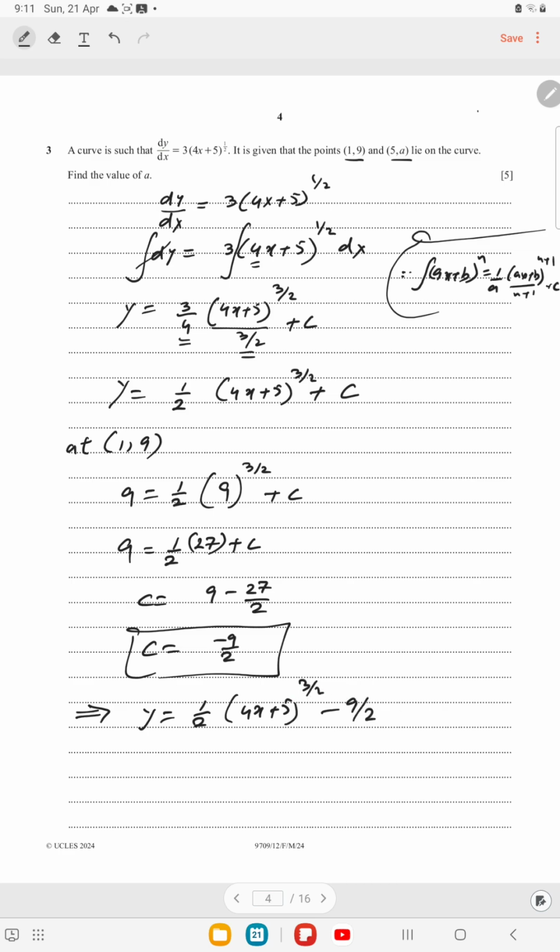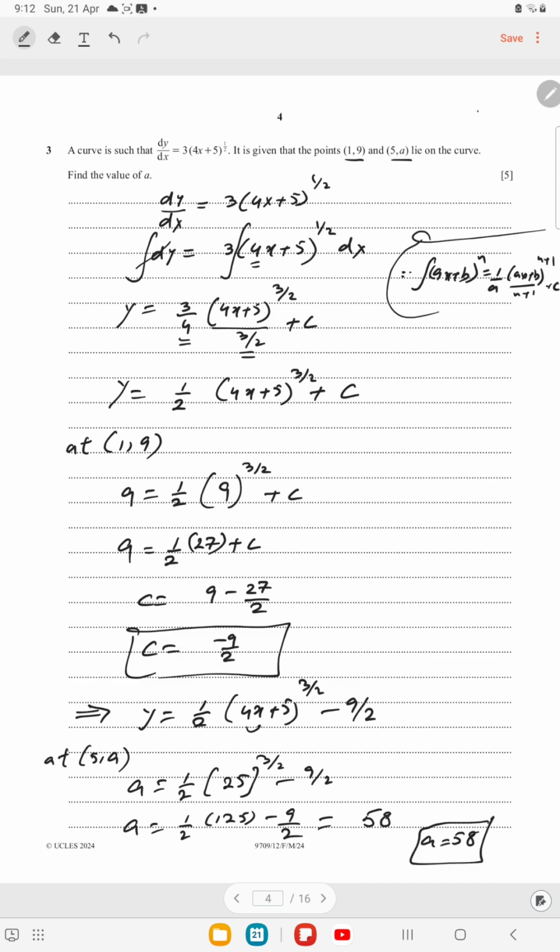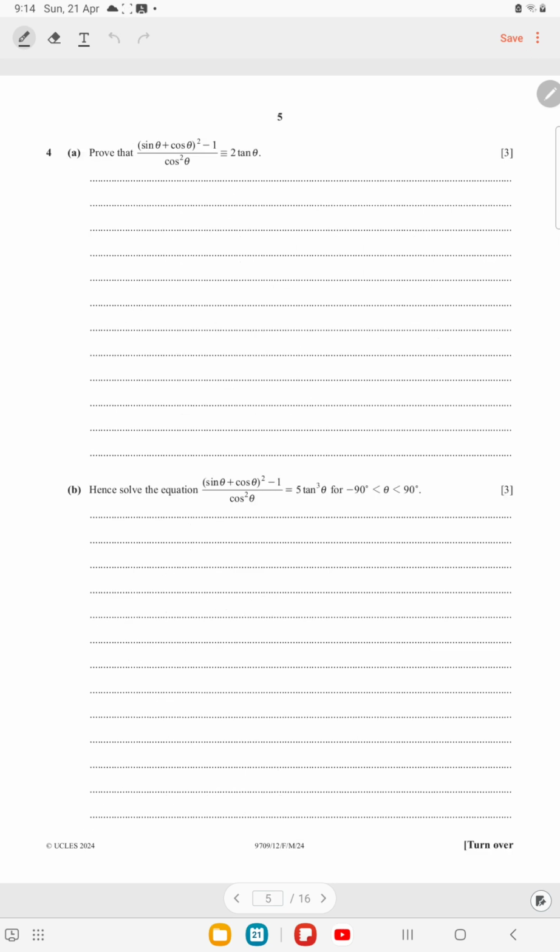Now as we are finding the value of a, the other point we will use is 5 comma a. y is 1 by 2 times, 4 times 5 is 20 plus 5 is 25. We write 25 power 3 by 2 minus 9 by 2. Simplify it guys. 1 by 2 times 5 cubed, that is 125, minus 9 by 2. So we'll use a calculator and we'll get 58. So a is 58. This is the answer, 5 marks. I hope it is clear. Let's proceed to the next.